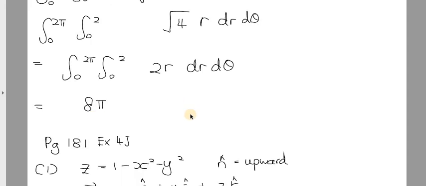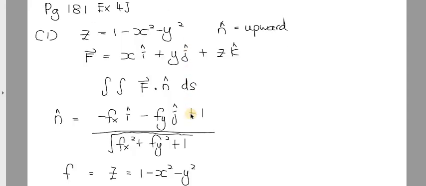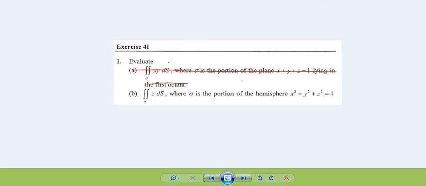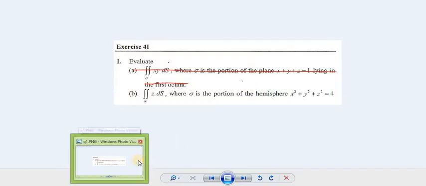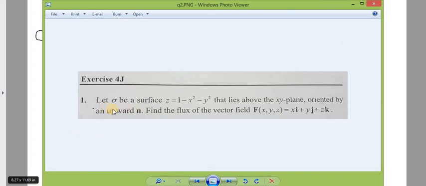Okay, next look at the exercise on page 181, exercise 4J. Okay, for exercise 4J, this is your 4J. So now let sigma be the surface of this paraboloid that lies above the xy plane, oriented by an upward unit vector normal. So you have to find the flux of the vector field, this one.